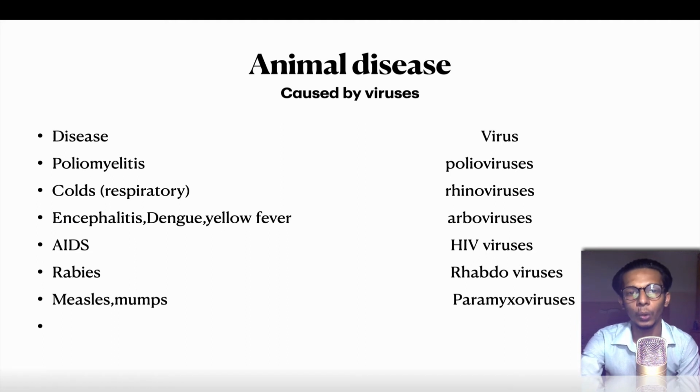After that, we have colds, which is a respiratory tract disorder caused by rhinoviruses. Encephalitis, dengue, yellow fever. These are the three diseases caused by arboviruses. Now, arboviruses is not just the name of one virus. These are the name of multiple viruses or a group of viruses. AIDS caused by HIV viruses, rabies caused by rhabdoviruses, measles and mumps are caused by paramyxoviruses.